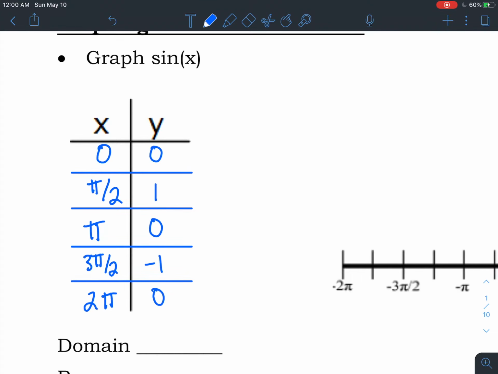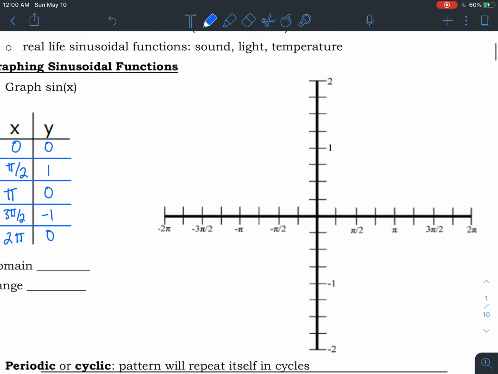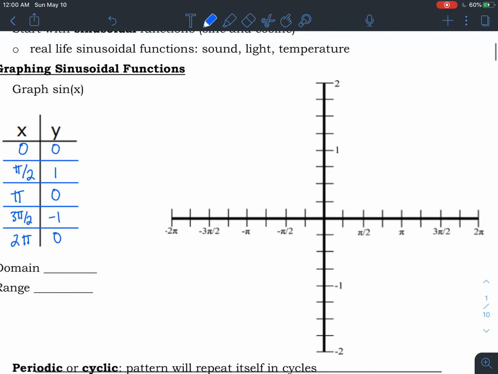So if we do that, you'll notice here I already have my graph scaled how I need it to. 0, 0 is a point, so that's right there. Pi over 2 comma 1 is right about there. Pi was back to 0.